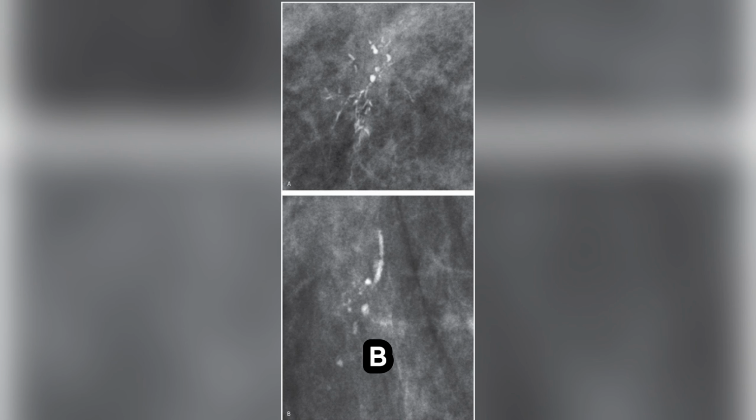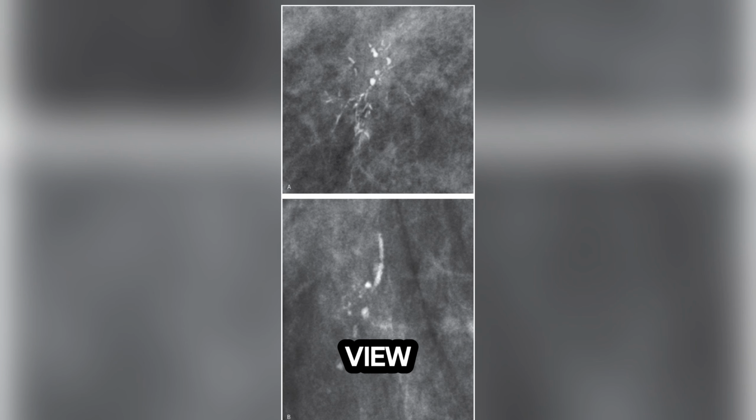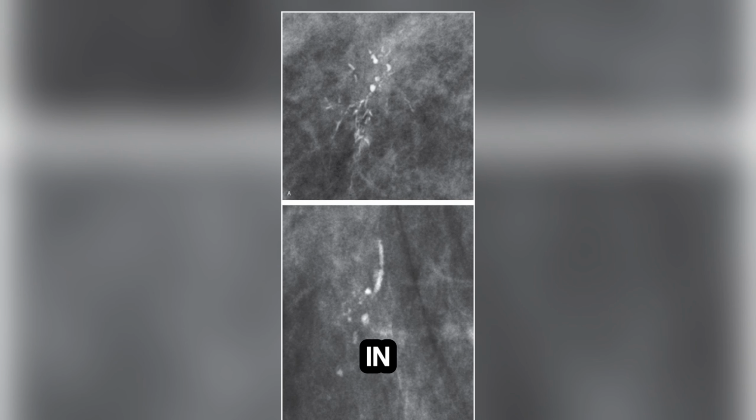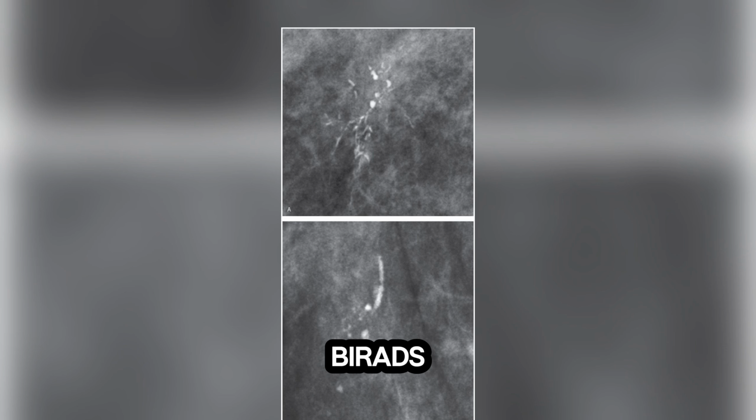At image B, spot compression magnification view. Group of calcifications that includes linear calcifications in a linear distribution as well as coarse heterogeneous calcifications. Note the irregular margins of the linear calcifications. This type is classified as BIRADS 4C. Suspicious abnormality. Biopsy was indicated.